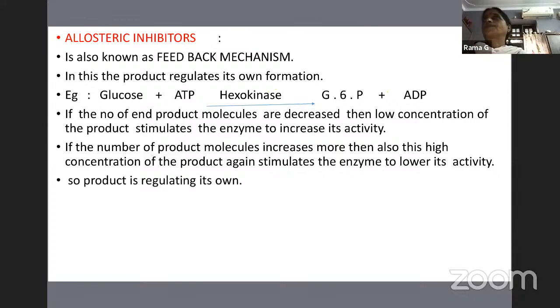The example is glucose. Glucose, by utilizing one ATP molecule in the presence of the enzyme hexokinase, turns into glucose 6-phosphate plus ADP. This is a step involved in aerobic respiration, the first step of aerobic respiration. Here, the glucose molecule, by availing one ATP molecule, turns into glucose 6-phosphate plus ADP. Here, the enzyme is hexokinase.